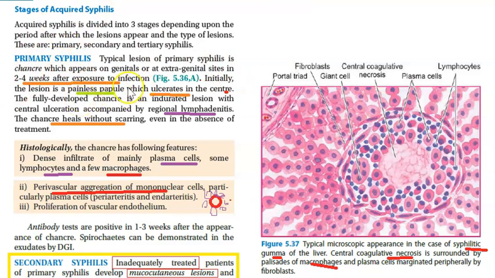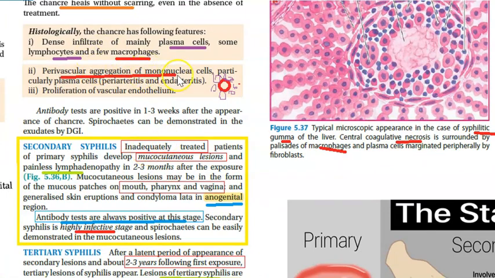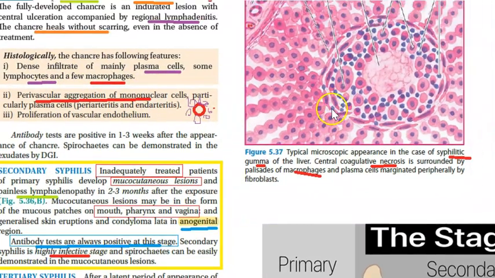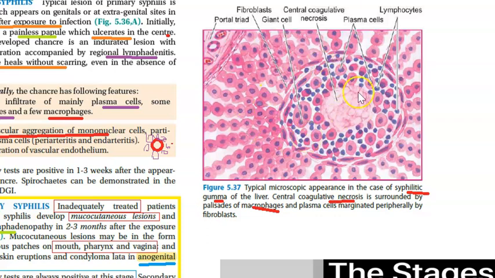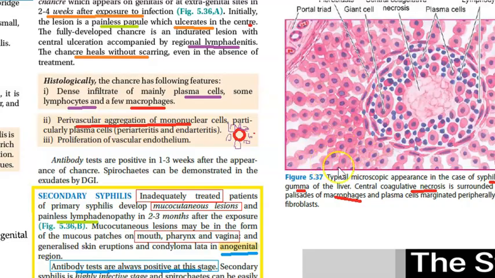Primary syphilis, painless, okay, they heal without scar. Then histologically, what will you see? So this is another good thing, right? In investigations, you can look at this. So look at this typical microscopic appearance in the case of syphilitic gumma of the liver, okay. Central coagulative necrosis is surrounded by palisade of macrophages and plasma cells, marginated peripherally by fibroblasts. So necrosis, plasma cells, fibroblasts, giant cells, lymphocytes, okay. So this is how it looks, okay.